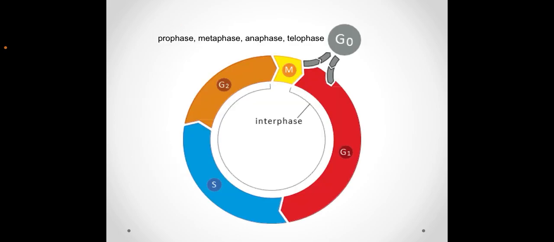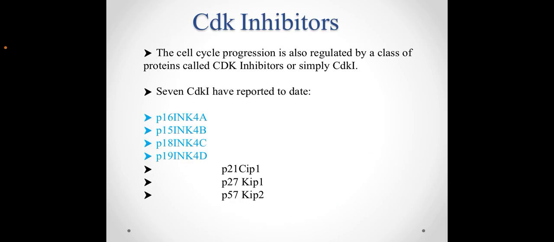So these are the different phases of the cell cycle, such as the G1 phase, S phase, G2 phase, M phase, and G0 phase, the resting phase. So what are CDK inhibitors? The cell cycle progression is also regulated by a class of proteins called CDK inhibitors, or simply CDKI.